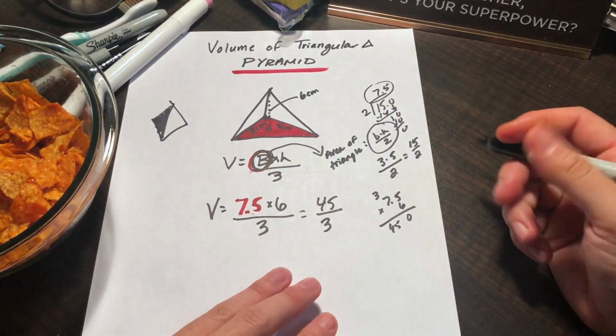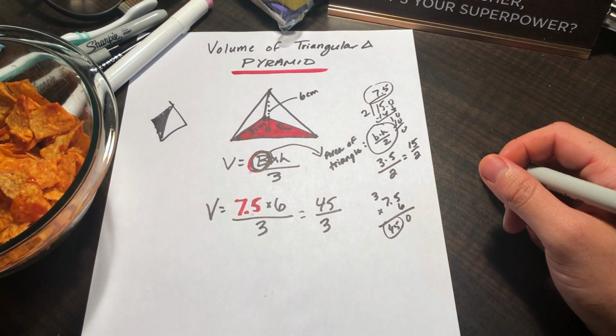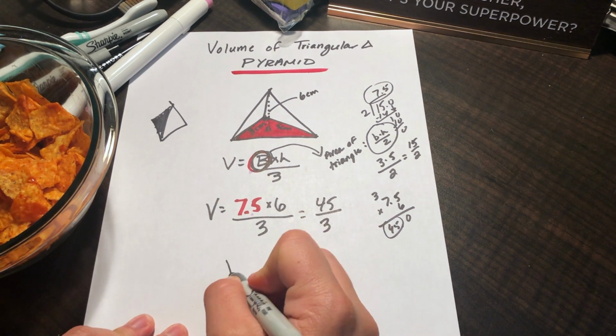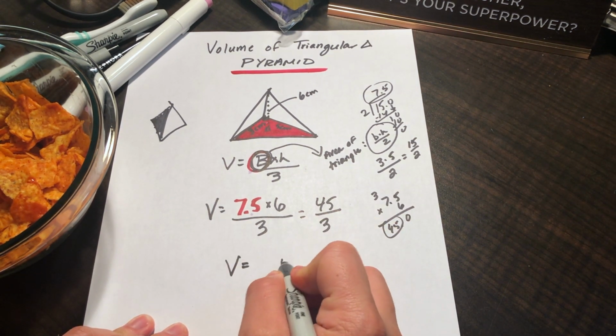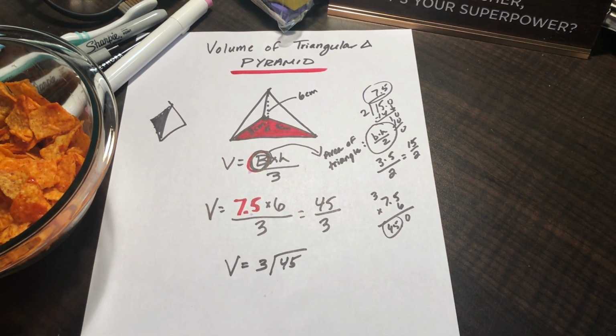6 times 5 is 30. Okay, let's see. What's 6 times 7? Anybody know? 42 plus 3 more is 45. So on the top, we're going to get 45. And on the bottom, we still have to divide 45 divided by 3. That's the last step. So the volume is whatever you get when you do 45 divided by 3.